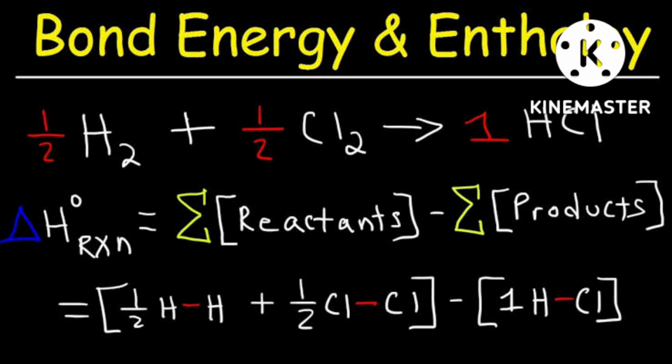Sodium solid, Na solid, will convert into Na gas. Na solid, sodium solid, is converting into sodium gas, Na(g). At that time it requires 108.4 kilojoule per mole. This is also called atomization.